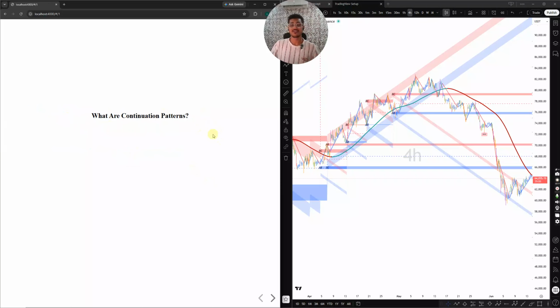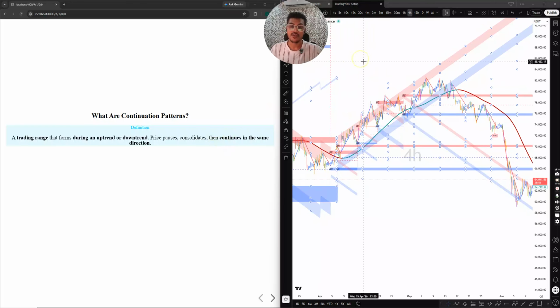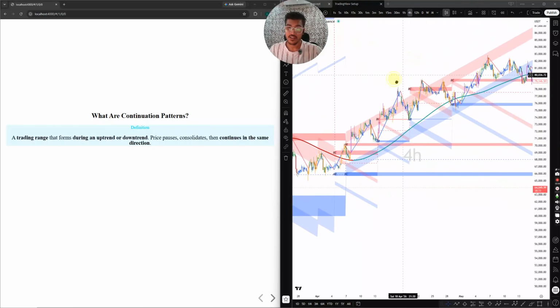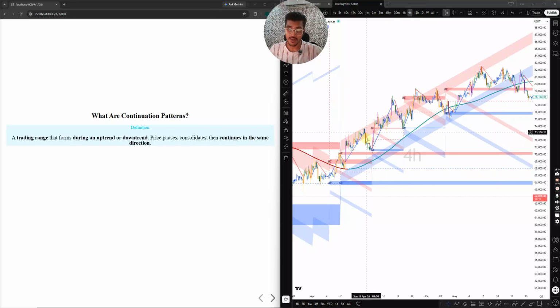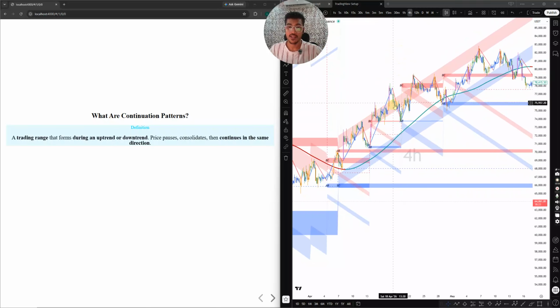These are the continuation patterns, where a trading range forms during an uptrend or downtrend, prices pause and consolidate, then continue in the same direction. You can see here all these new structures form, but the market just continues to go up. That's what we call a continuation pattern.